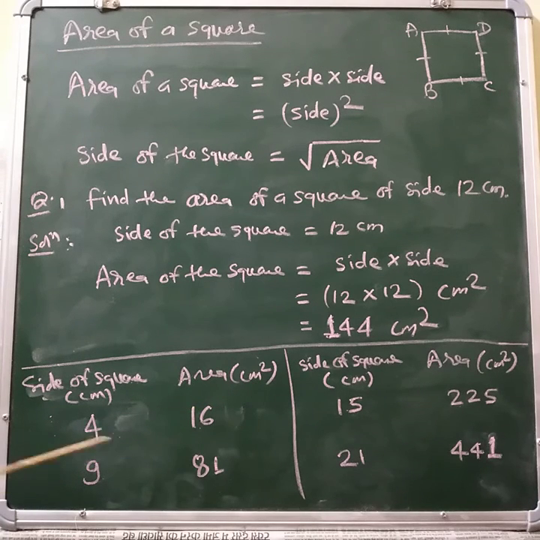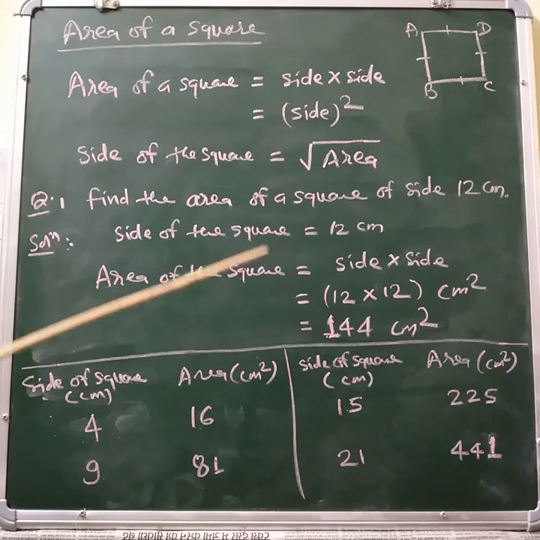Similarly, if the area of a square is given as 16, suppose the area is 16 centimeter square, then what is the side of the square? 4, because the square root of 16 is equal to 4. So the area of a square is the square of the side, and the length of the side of a square is equal to the square root of the area. In this way, you can find out the area of a square and the side of a square.